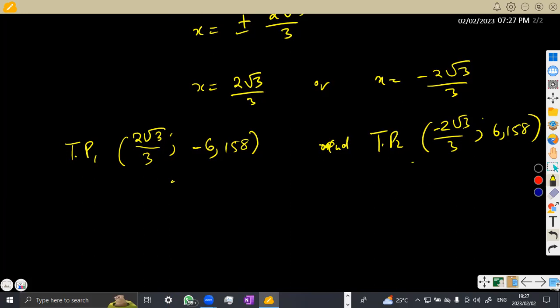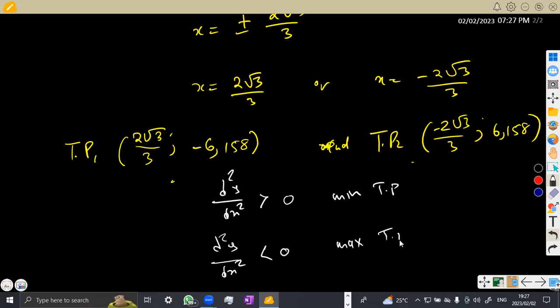This is the idea that you're supposed to do. You work with the second derivative. From the second derivative, if the answer is greater than 0, that means that's a minimum turning point, okay? If you find the second derivative with respect to x, if the answer is less than 0, that means that one is a maximum turning point.